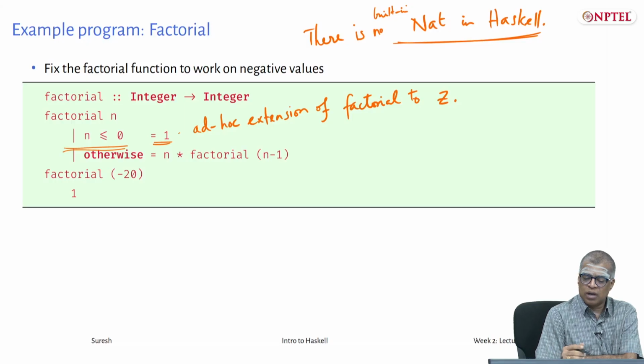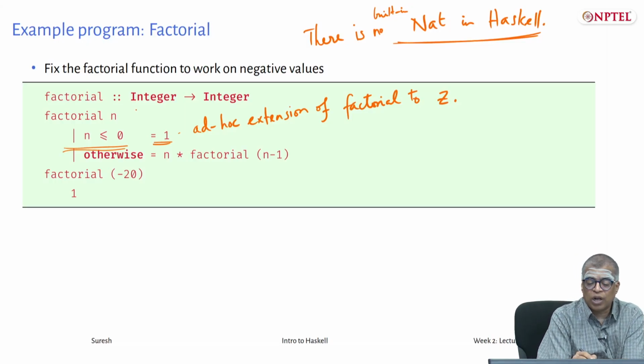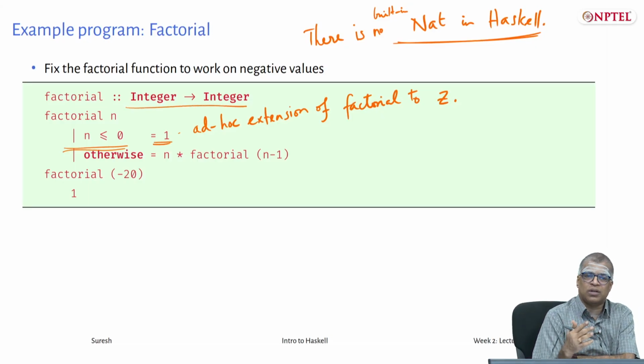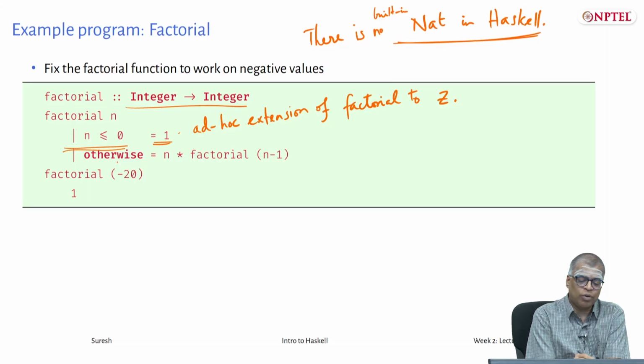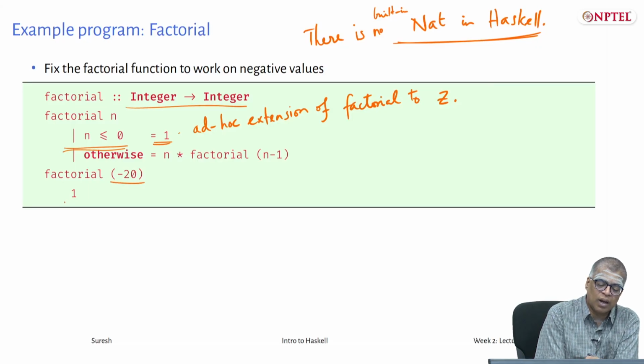Okay, and so therefore if I give this type to factorial, I can invoke it with any negative number, and that's a problem. Okay, but we have one way of fixing it, which is to say that whenever n is less than or equal to 0, I will return the value 1. Now if you invoke factorial with minus 20, I will get the value 1.